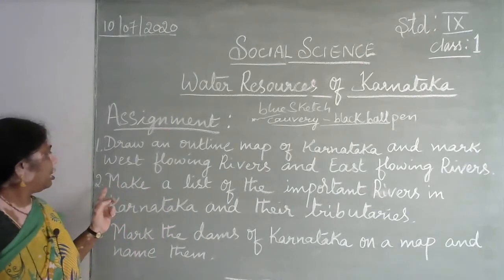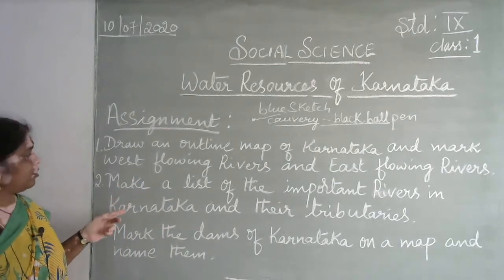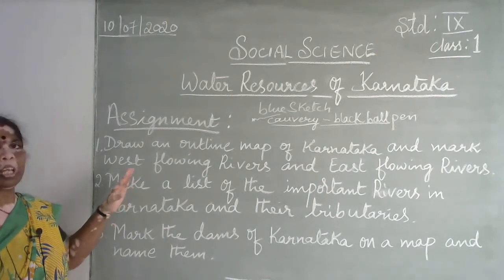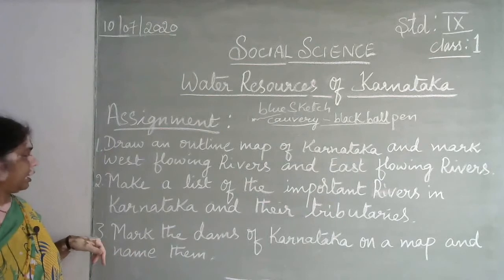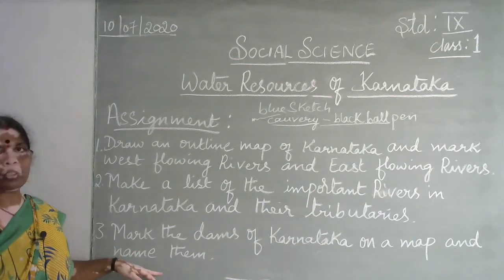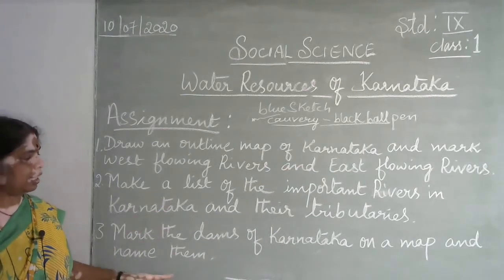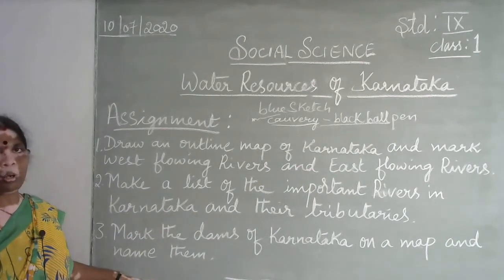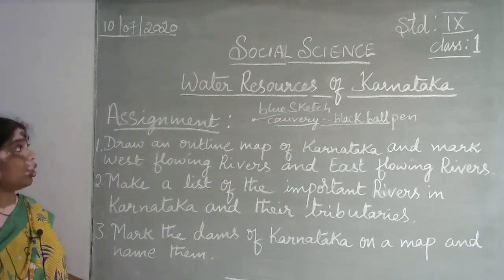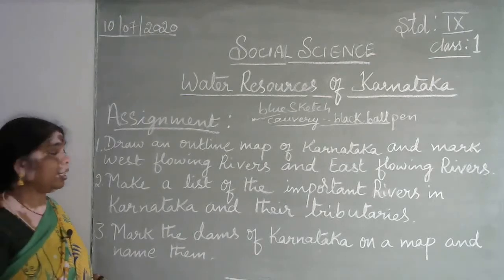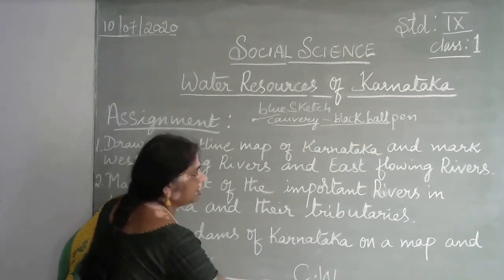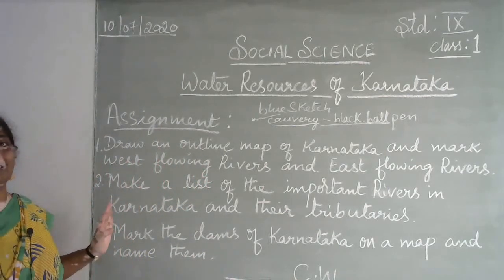Next question: make a list of the important rivers in Karnataka and their tributaries. Only make a list of it. Third, mark the dams of Karnataka on your map and name them. After marking the dams, write down their names. So these are the three questions for you all, which have to be completed as social science class work. Is it clear, children? Thank you.